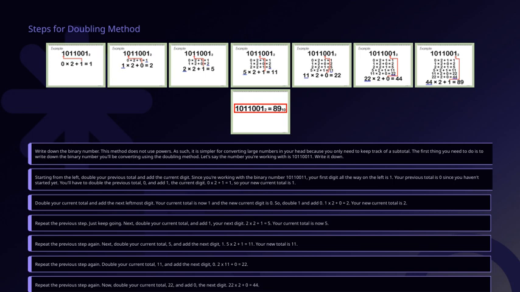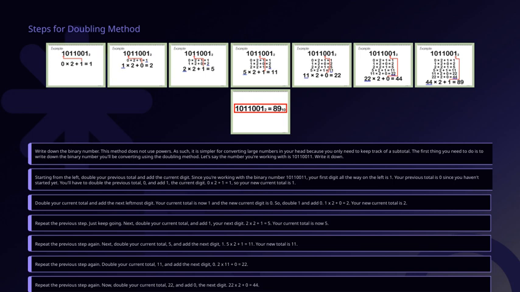Double 22 to get 44, then add the next digit, 0, for a total of 44. Keep going, double 44 to get 88, then add the last digit, 1. That's 88 plus 1, which equals 89. And that's it. The binary number 10110011 converts to the decimal number 89.